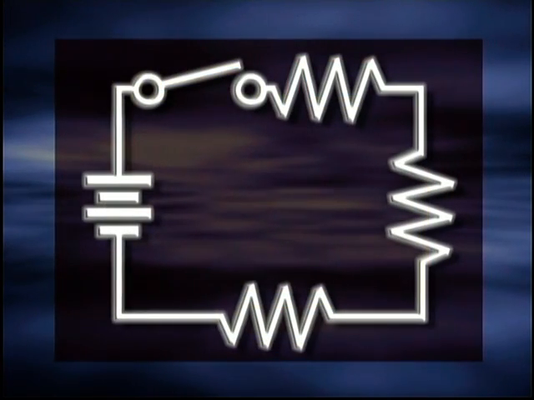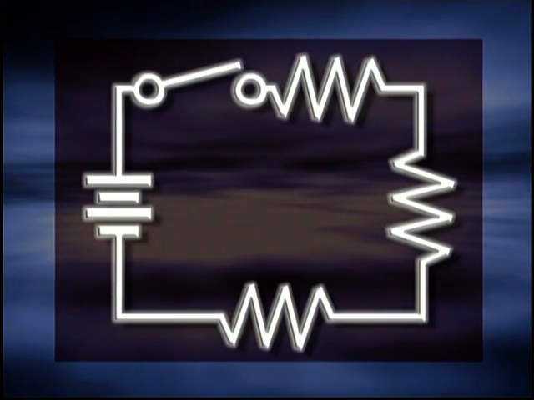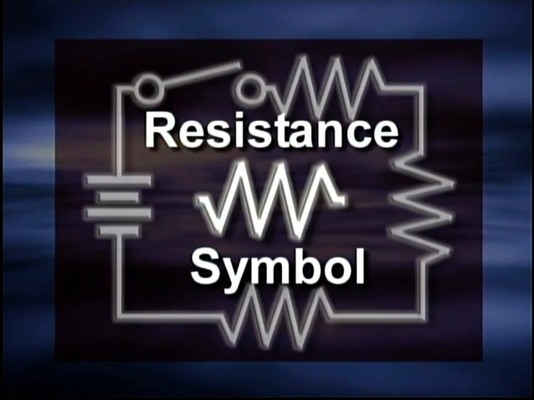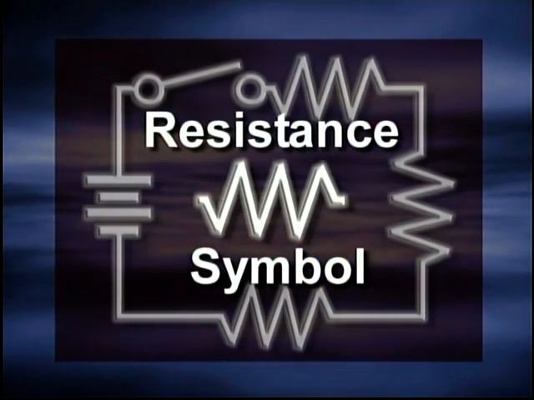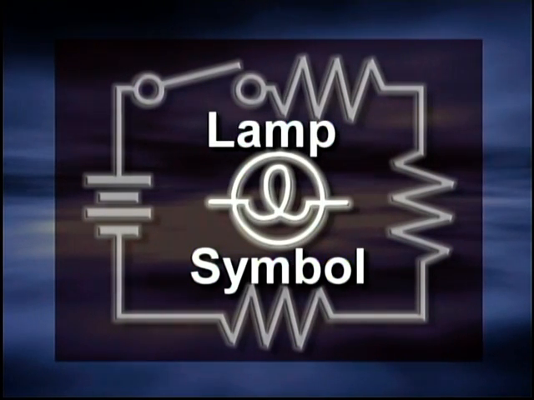In schematic diagrams containing more than one load, a resistance symbol is used in place of the symbol of the actual device. Therefore, in solving electrical problems, a schematic diagram of the problem would use resistance symbols instead of lamp symbols to simplify the problem.